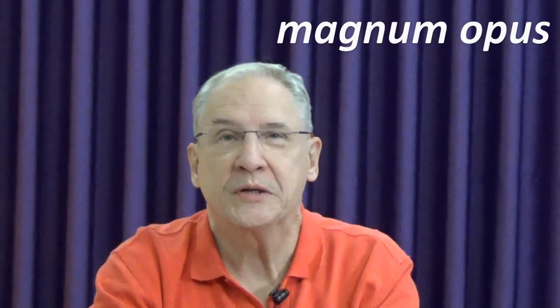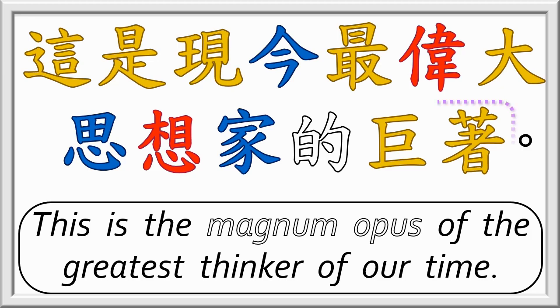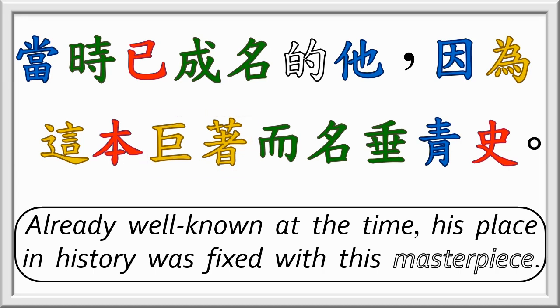A monumental work, or in Latin, magnum opus, is rendered as 巨著。他用毕生的精力创作这本巨著 He spent his entire life creating this monumental work. 这是现今最伟大思想家的巨著 This is the magnum opus of the greatest thinker of our time. 当时已成名的他，因为这本巨著而名垂青史 Already well known at the time, his place in history was fixed with this masterpiece.